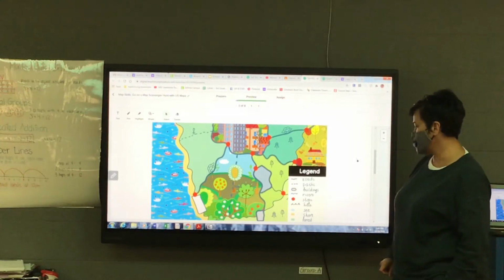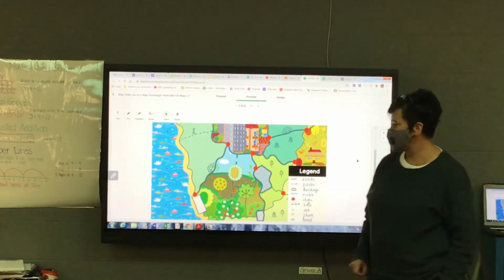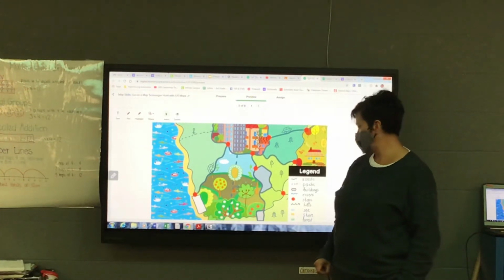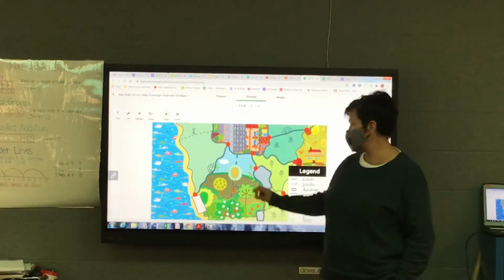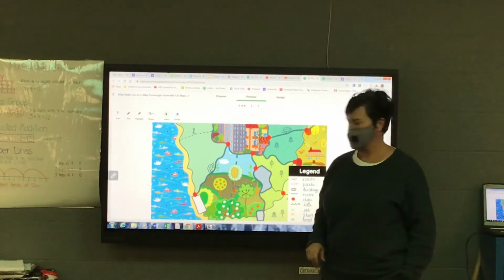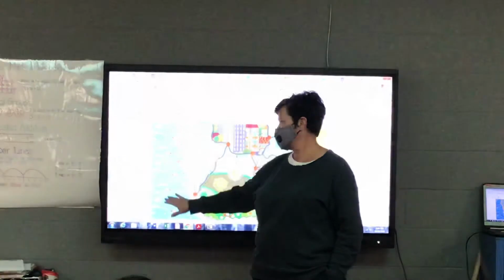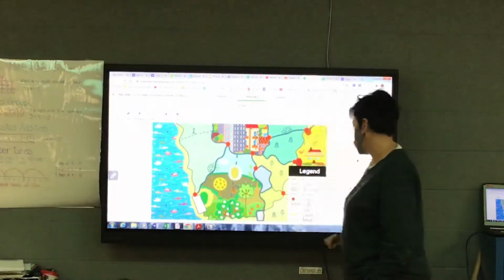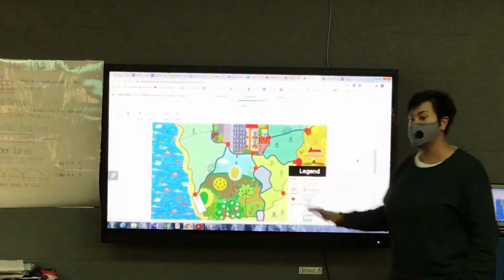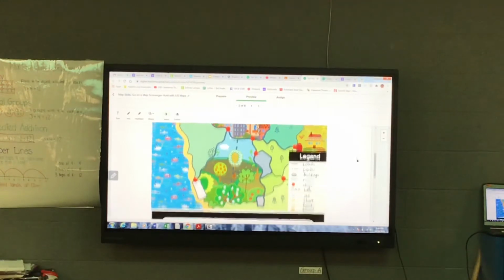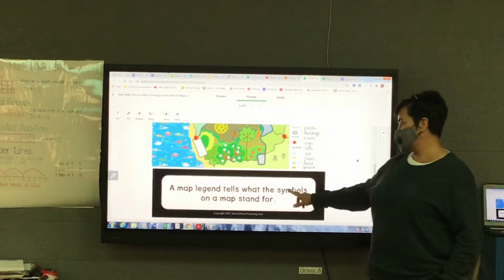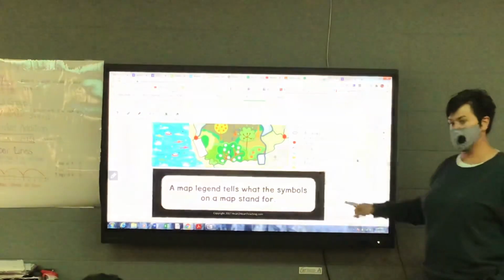Then where's the sea? Does it look like this is part of the sea? No. What do you think that is? Sky. Okay. What about over here? Yes. What is it? Sea. Alright, so using a legend helps you understand a map better. Again, a map legend tells what the symbols on a map stand for.